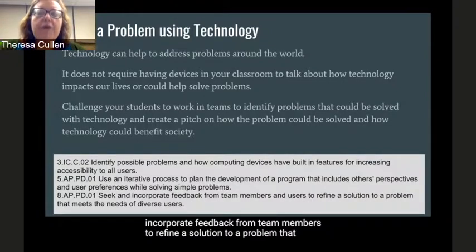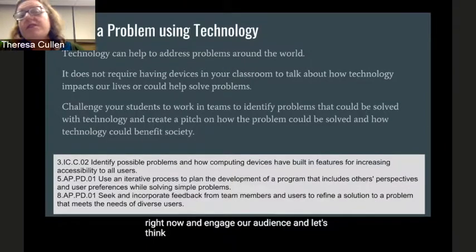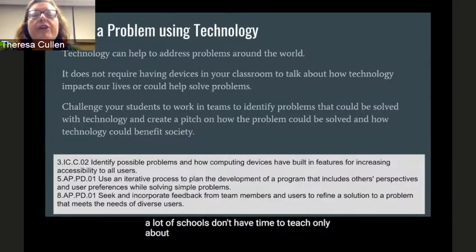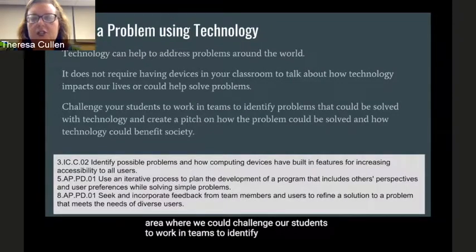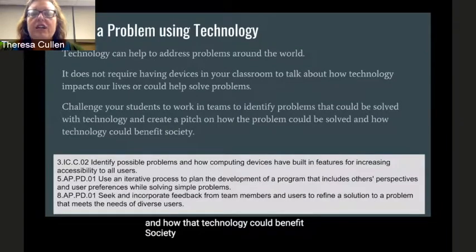So I want to stop right now and engage our audience, and let's think about this. What content areas, because a lot of schools don't have time to teach only about computer science, is there a content area where we could challenge our students to work in teams to identify problems that could be solved with technology and create a pitch on how the problem could be solved and how that technology could benefit society? Would anybody like to jump in and give a suggestion of a content area where that would be appropriate?